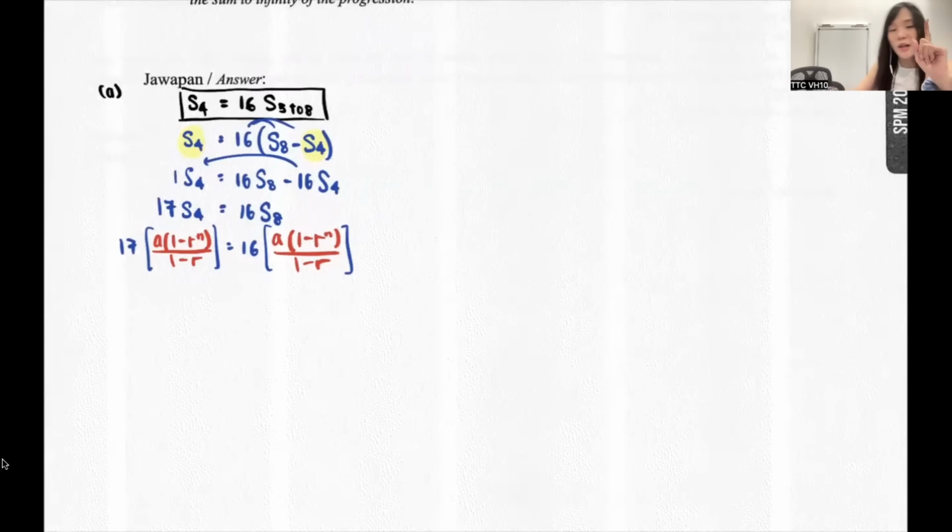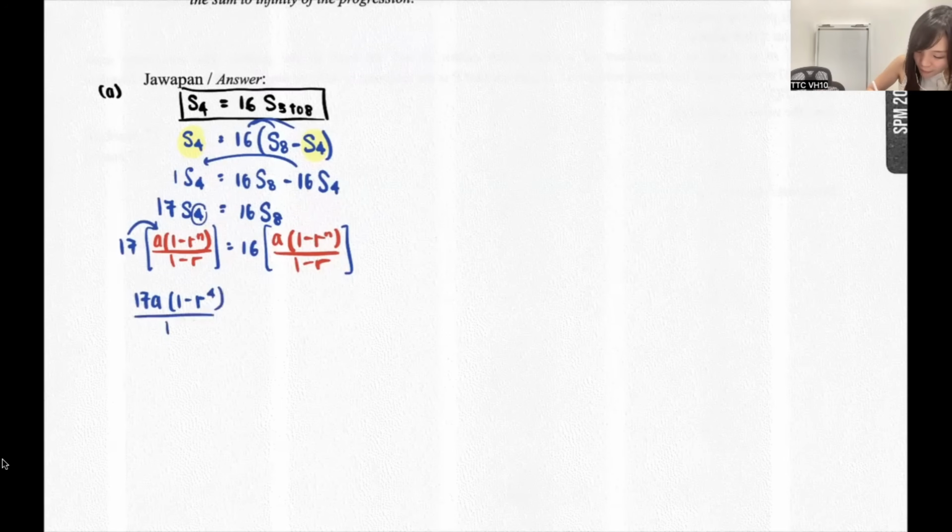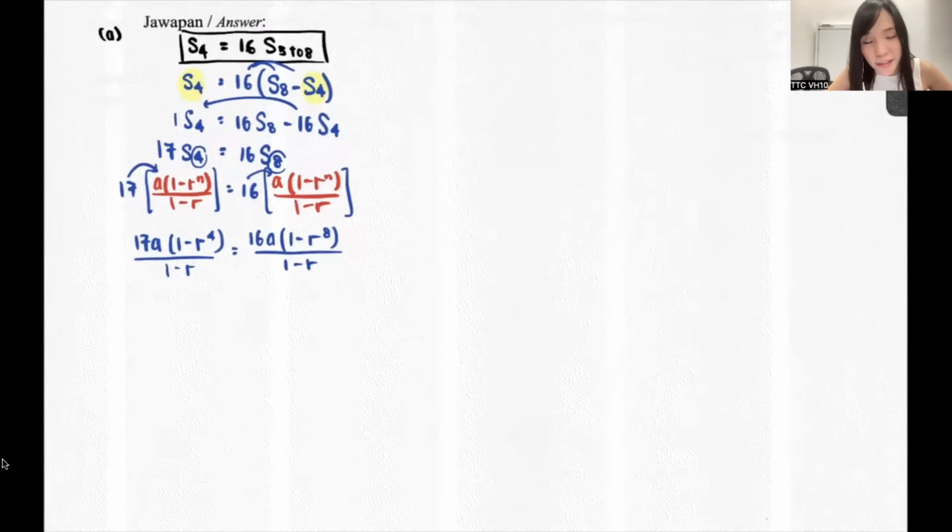Now, let me open the bracket. Remember, whenever you times a fraction, the number only times the top. So 17 times A, 17A, over 1 minus R, and the N is 4, isn't it? 4 over 1 minus R. This one is 16 times A, 16A, over 1 minus R, and the N now is 8. So guys, can you see? You are doing S8 now, so your N is 8. So it's actually not that hard. Don't tell me, teacher, a lot of unknowns. Never mind, I only have A and R, and the A, I can already see they can disappear.